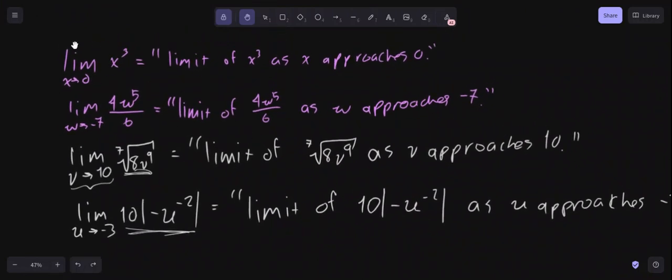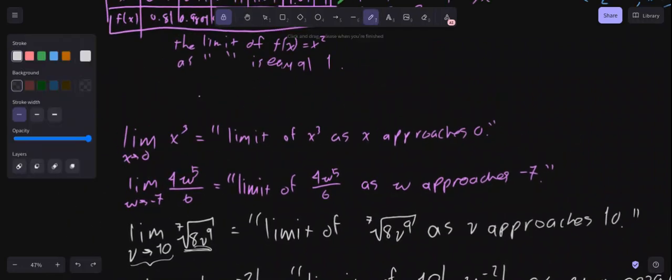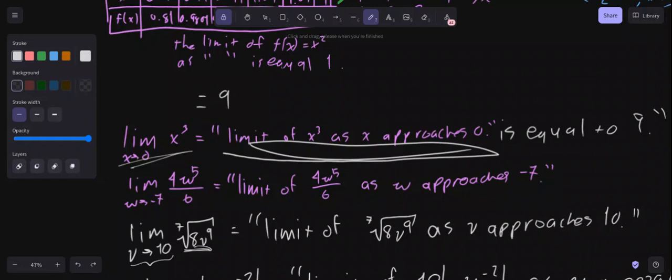So if you were to see these limits here, this is how you would interpret them. If you had this notation, you would interpret it as the limit of x cubed as x approaches 0. And if we knew that this value was equal to, I don't know, 9, then you would say the limit of x cubed as x approaches 0 is equal to 9. Or if you just had this standalone expression, then you would just say it out loud like this.